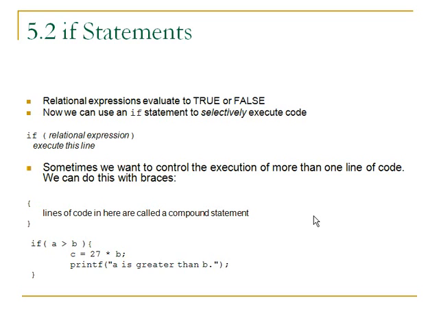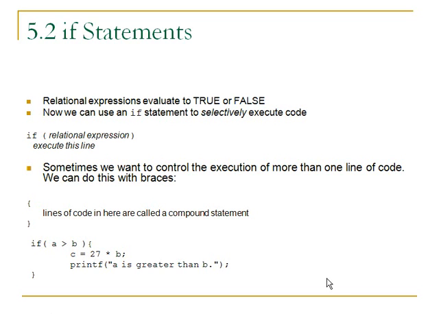Here's a little snippet of C code down at the bottom. If A is greater than B, then in braces, C gets 27 times B, and an output statement that indicates that A is greater than B. So the braces are not necessary if you have only one line of code here, but they don't hurt anything either. Sometimes people will say you should use the braces all the time, even if you have only one line of code. Some people do this and some don't. So you have to be ready to understand what's going on.